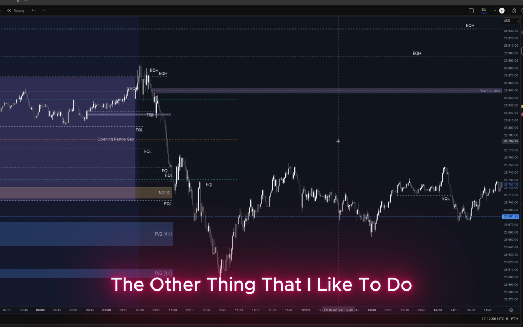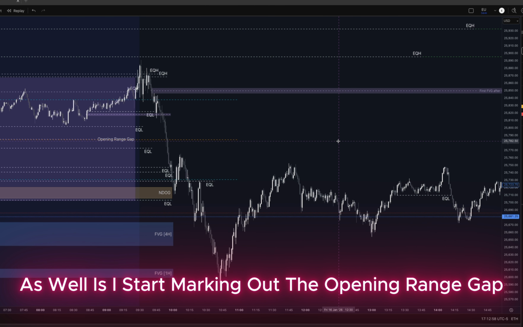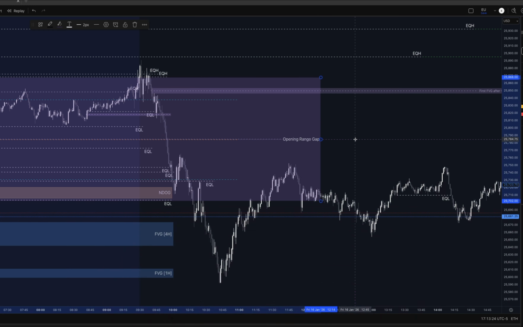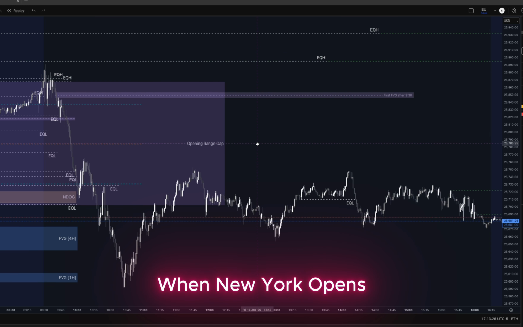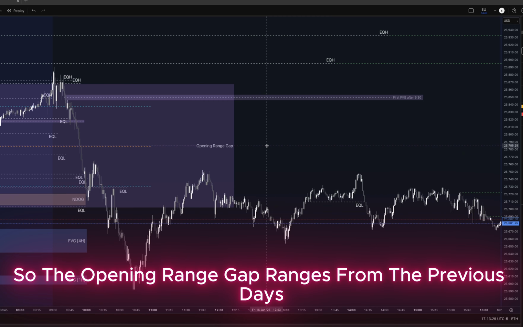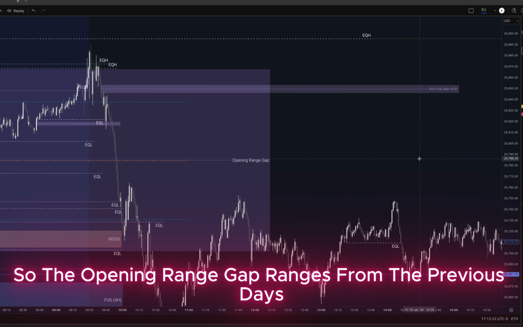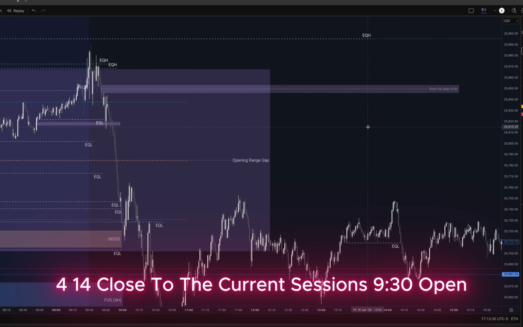The other thing that I like to do as well is I start marking out the opening range gap. Obviously, the opening range gap will be completed when New York opens. So the opening range gap ranges from the previous day's 4:14 close to the current session's 9:30 open.